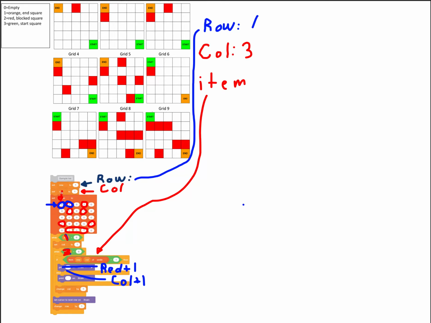So now column has moved up to this point here. It's going to test is row, which is still equal to 1, and column, which is equal to 3, showing this spot here. Is it equal to 1? It is not. So red stays the same, but we add 1 to column. So now column is 4.